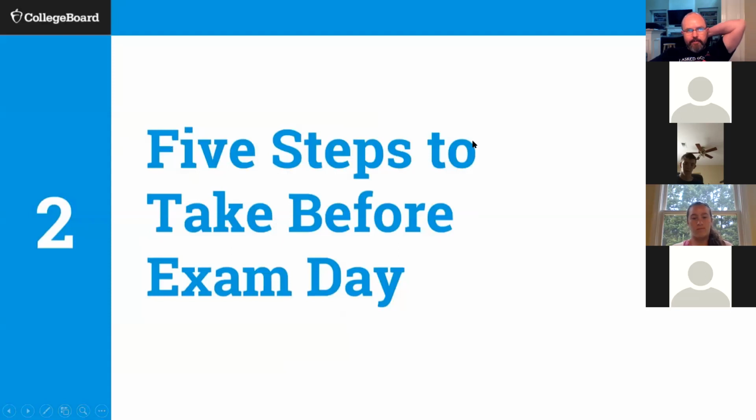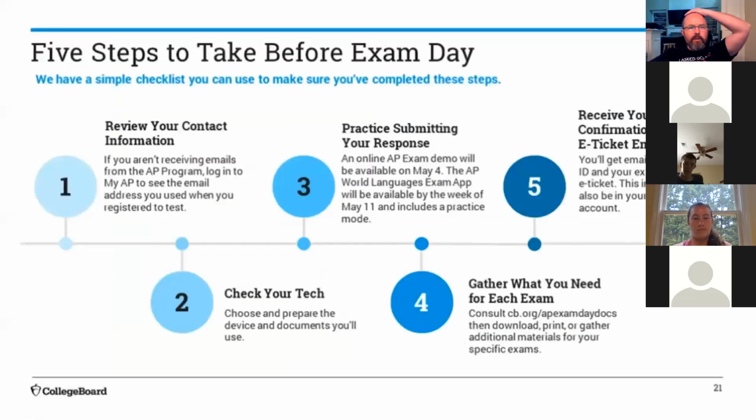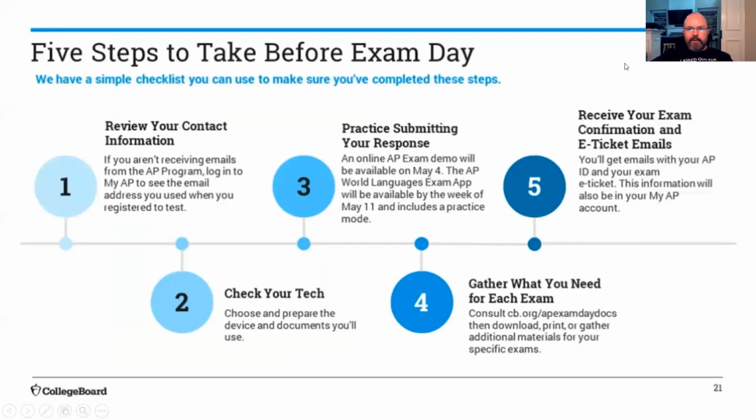All right, 5 steps to take before exam day. First, review your contact information. Log into MyAP, make sure your email address is one that you can actually check. If it is that Cobb County kind of bogus email address that some people use to register, please change that, because that won't get you in.